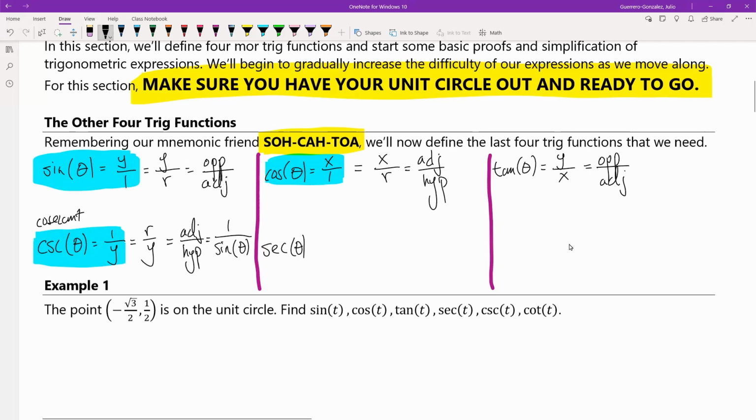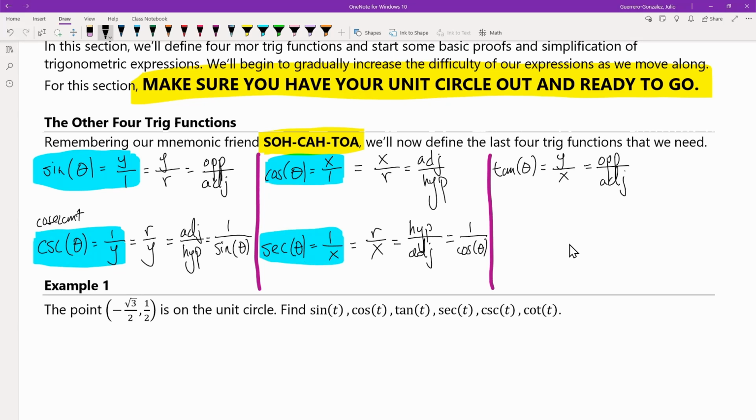All right, so let's keep going. It's the same idea: we flip everything that's above. So this is going to be equal to 1 over x. If you're on the unit circle, it's going to be equal to r over x if you have a random size circle. And this is going to be hypotenuse over adjacent. And just like before, we know that the definition is that secant is 1 over x, and x is cosine, so another identity shows up. This is also equal to 1 over cosine of theta.